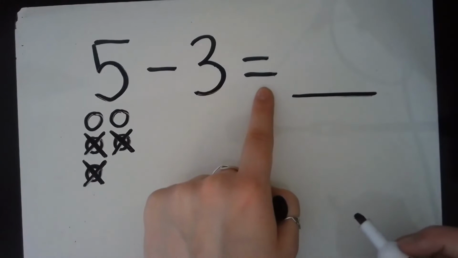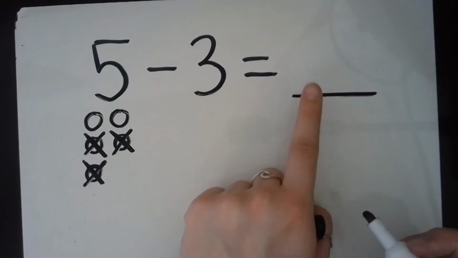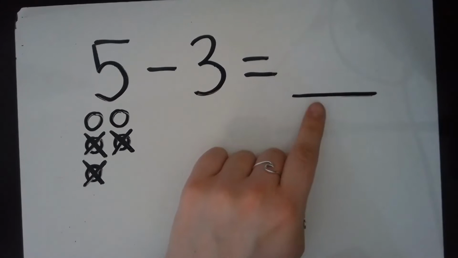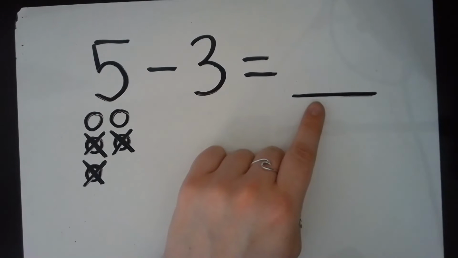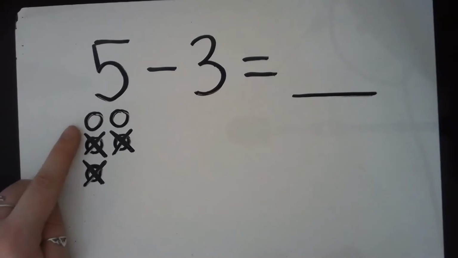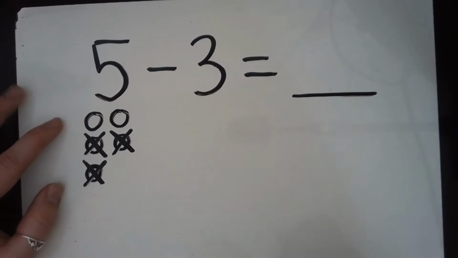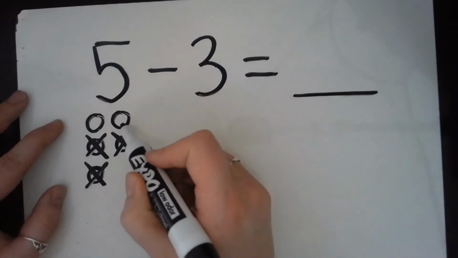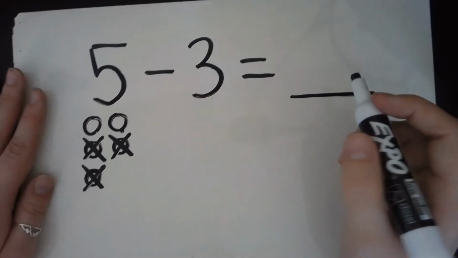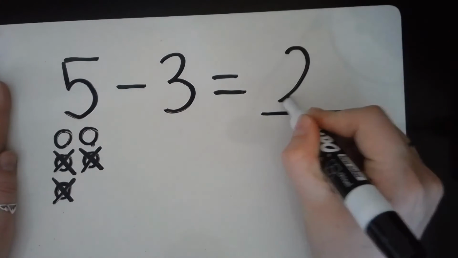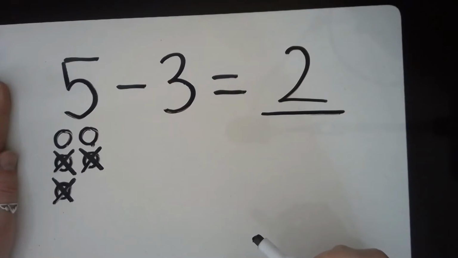Now I need to figure out how many I'm going to have left over. If I'm going to figure out how many I have left, I know I'm going to need to count how many circles are left over in my whole. What's the part that is left over? Ready? Let's count. 1, 2. There are 2 circles left over, so that means my answer is 2.